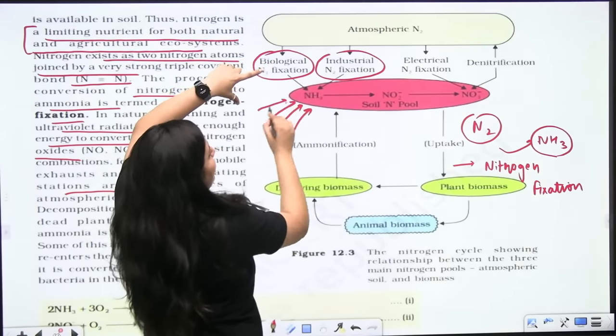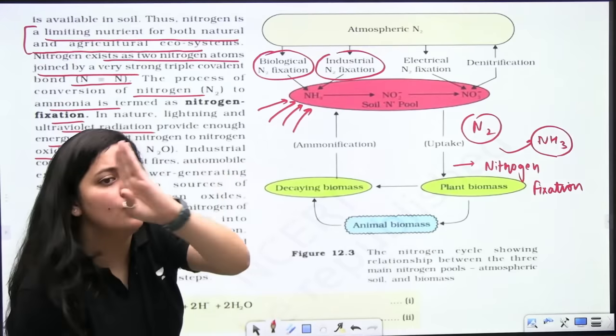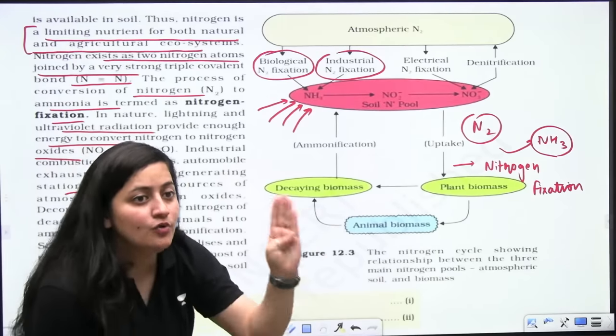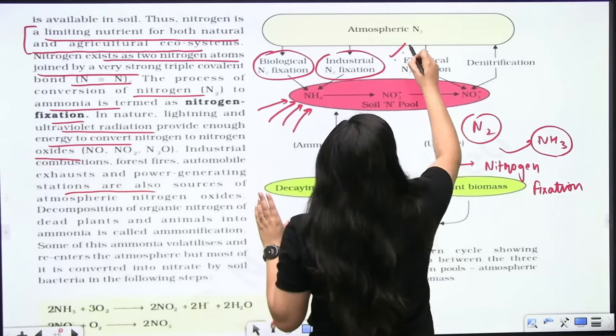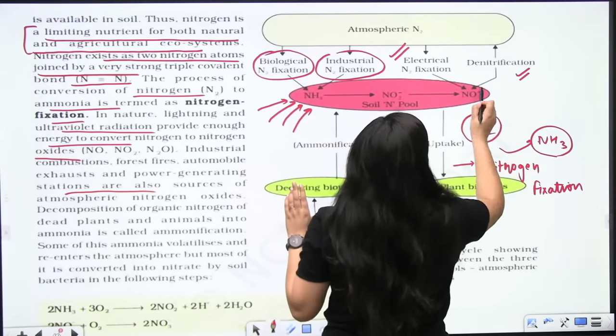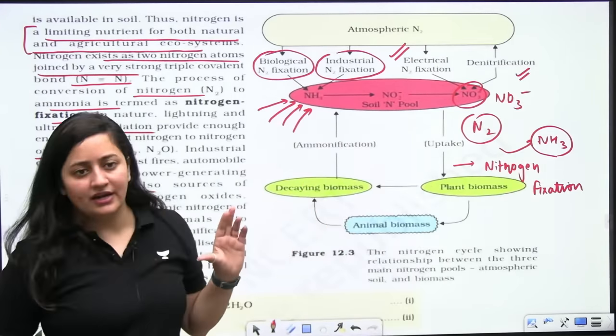will provide ammonia. So whenever it is nitrogen fixation, N2 will be converted to ammonia, NH3 will come. And when it is electrical nitrogen fixation or denitrification, NO3 negative will form. Clear? NO3 negative will form.